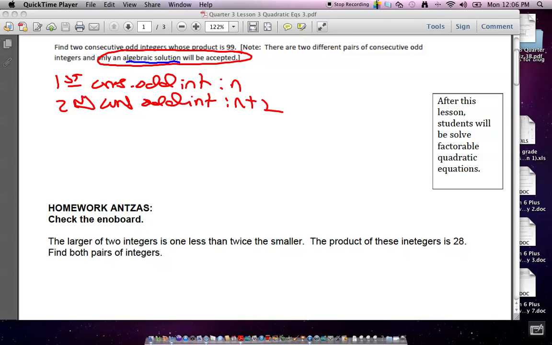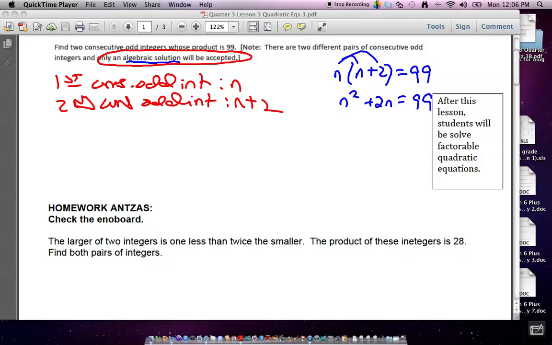Now, it says here, find 2 consecutive odd integers whose product. What does product mean? Multiply. So n times n plus 2 is 99. Distribute the n, and boy, oh boy, do I think there's one just like this on your test coming up. There's definitely something like this on your test coming up. N squared plus 2n is 99. Now, I said to you there's tons of factoring on your test. There's also a decent amount of quadratic equations.